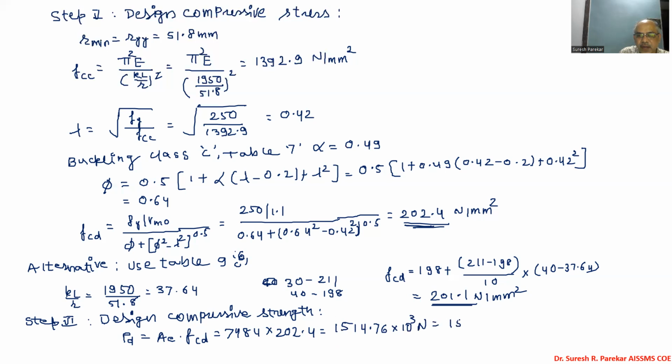So we have 1514.76 kilonewton. You can take 201, then we have a very small change, and therefore the strength of the column is 1514.76 kilonewtons.